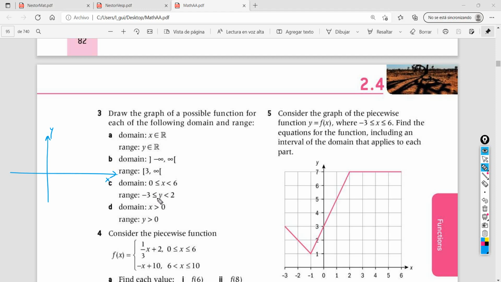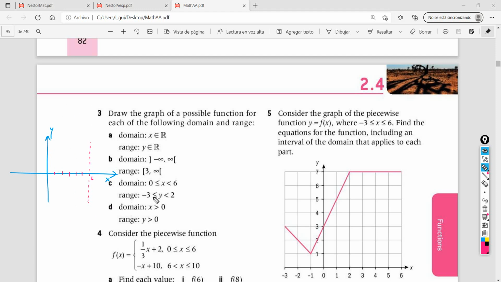And the range from minus 3 to 2, including minus 3, excluding 2. So let's draw once again those dotted lines so that I know what my restrictions are. The domain from 0 to 6 is from this line to this line. This is 1, 2, 3, 4, 5, and this is 6, right? So my graph should be contained between this line and this line, so that the domain goes from 0 to 6, right? My graph cannot escape this strip, basically.